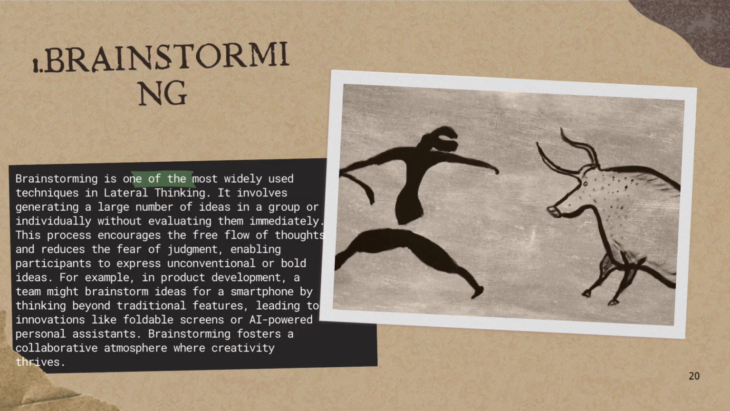First, brainstorming. Brainstorming is one of the most widely used techniques in lateral thinking. It involves generating a large number of ideas in a group or individually without evaluating them immediately. This process encourages the free flow of thought and reduces the fear of judgment, enabling participants to express unconventional or bold ideas. For example, in product development, a team might brainstorm ideas for a smartphone by thinking beyond traditional features, leading to innovations like foldable screens or AI-powered personal assistants. Brainstorming fosters a collaborative atmosphere where creativity thrives.